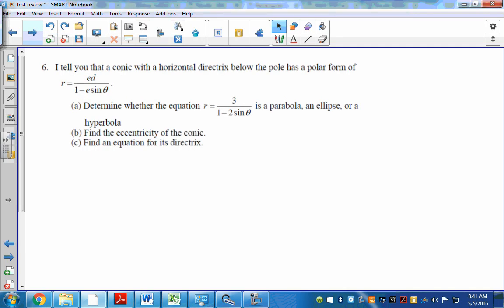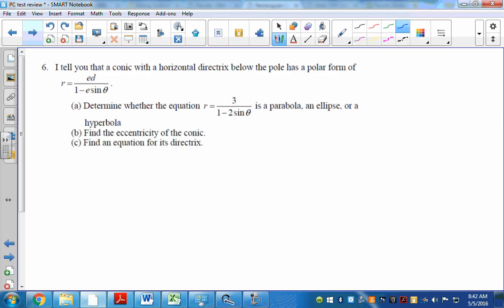A conic with a horizontal directrix below the pole has a polar form. Determine whether the equation is a parabola, ellipse, or a hyperbola. Find the eccentricity, and as a bonus, if you can find the equation of the directrix, that would be great. Okay, so let's see what we know.